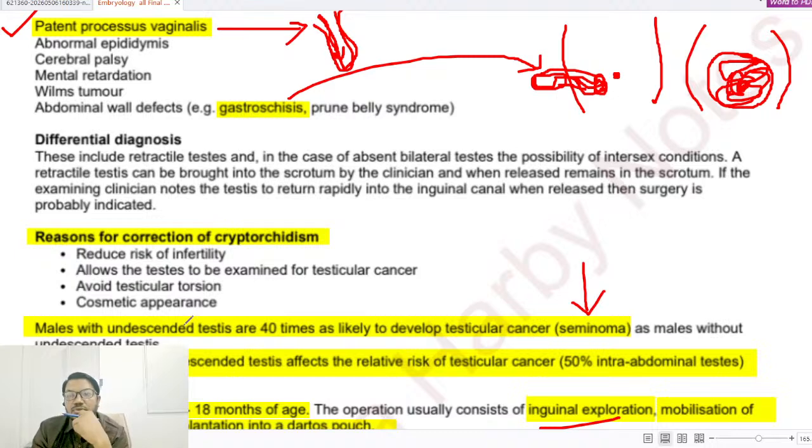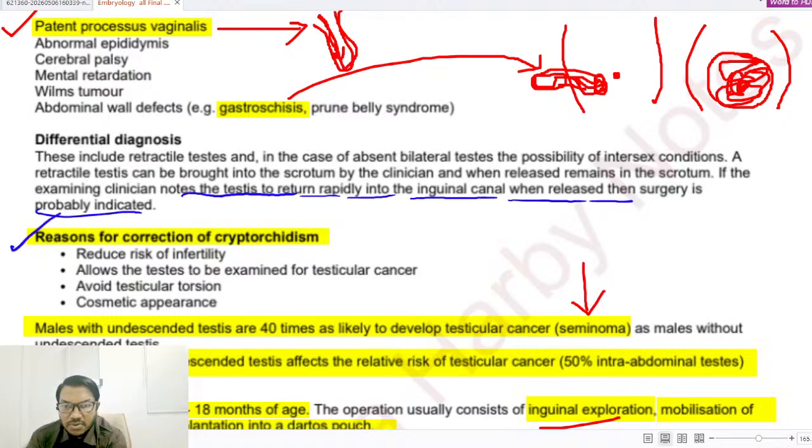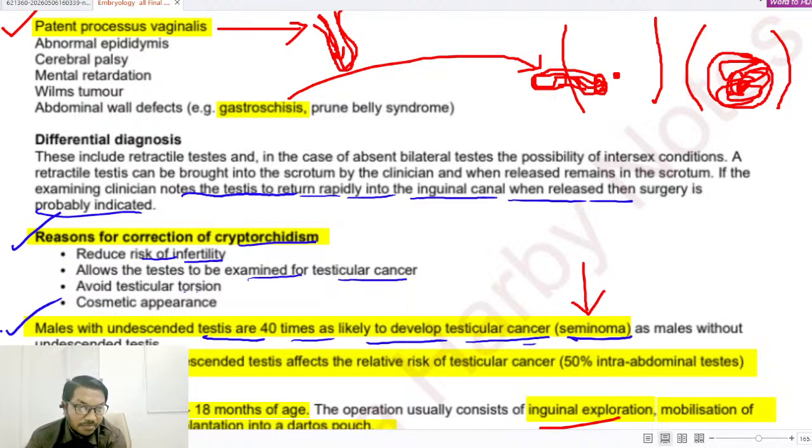If the examining clinician notes that the testis is retracted rapidly into the inguinal canal when released, surgery is probably indicated. Reasons for correction of the cryptorchidism: it reduces the risk of infertility. Okay, allows the testis to be examined for testicular cancer. Okay, avoids testicular torsion. Okay, males with undescended testes are 40 times more likely to develop testicular cancer, which is seminoma.